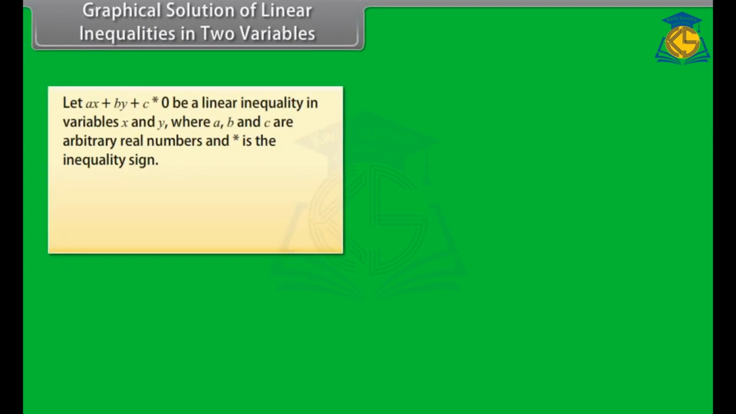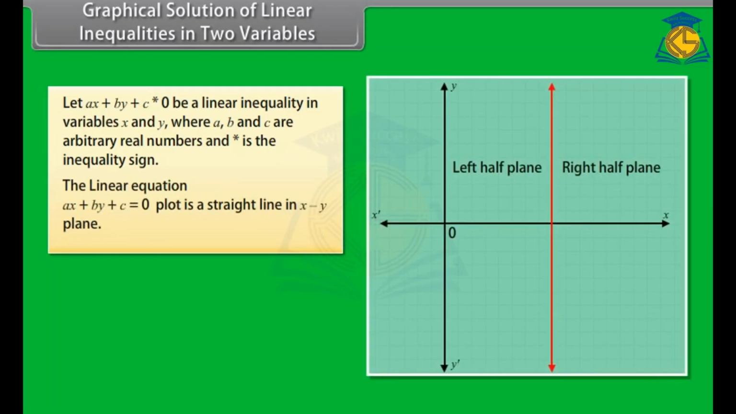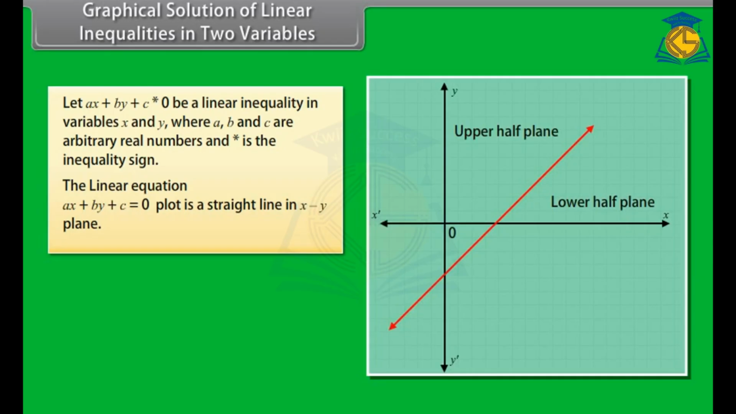Graphical solution of linear inequalities in 2 variables. Let ax plus by plus c star 0 be a linear inequality in variables x and y, where a, b and c are arbitrary real numbers and star is the inequality sign. The linear equation ax plus by plus c is equal to 0 plot is a straight line in xy plane. Below are the examples of straight line in xy plane, which divides xy plane into 2 halves.